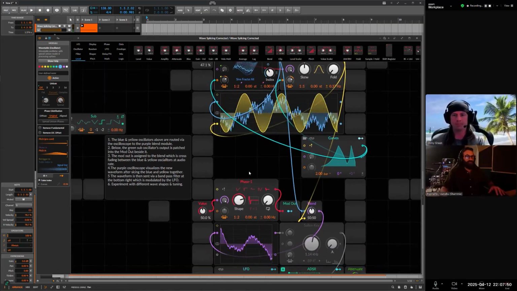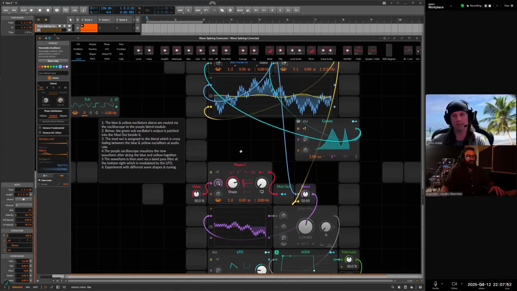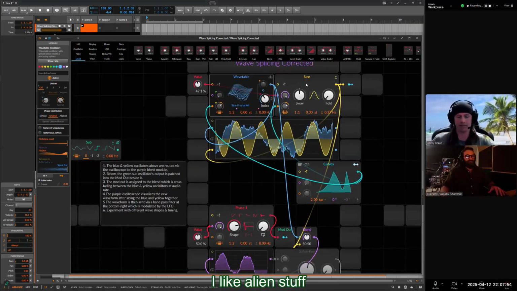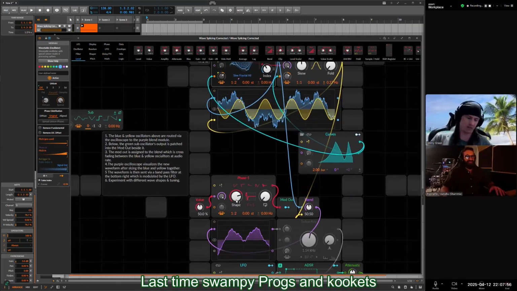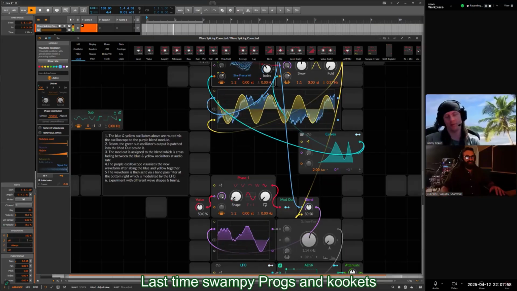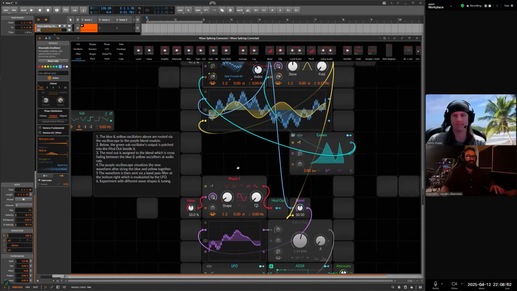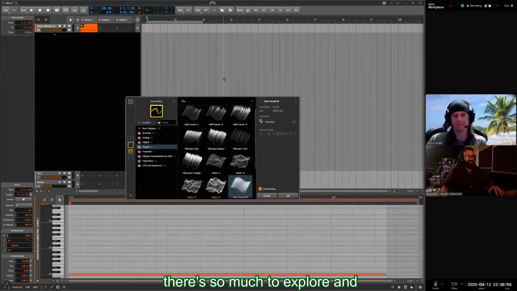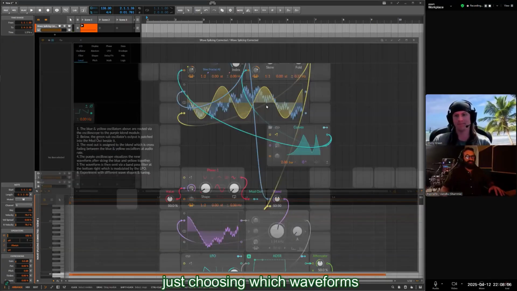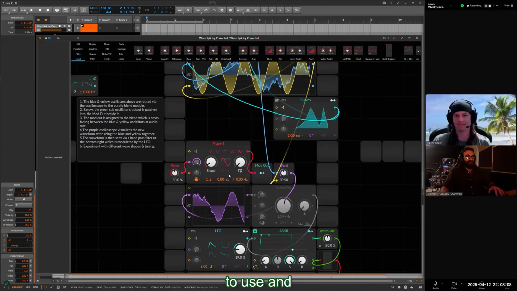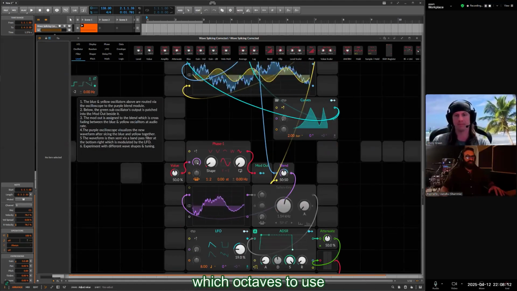Well, that's really cool. I like the sounds of that. I like alien stuff, like you were saying last time, swampy frogs and crickets, and textural crazy shit. There's so much to explore in just choosing which waveforms to use, and then which octaves to use.